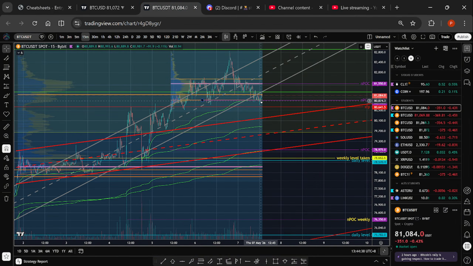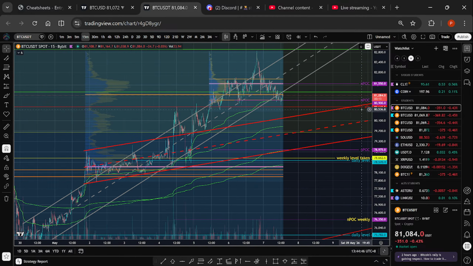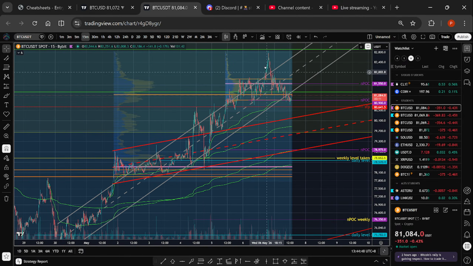Okay, so we have this, and what we need to see is for this to hold and move up into the channel, further up, go up to fill the gap. As I said, this has all just been longs getting out, so once we see some buying power come back in, this could easily just move straight back up.